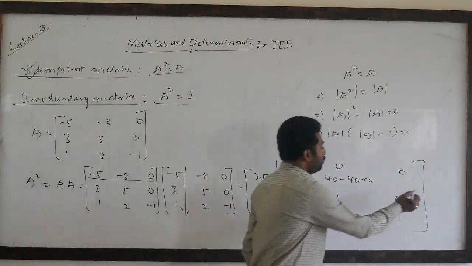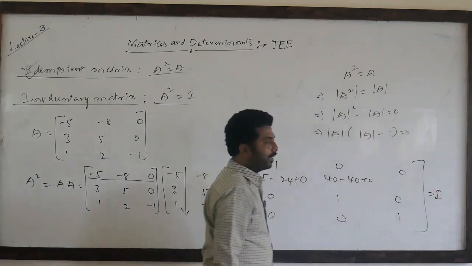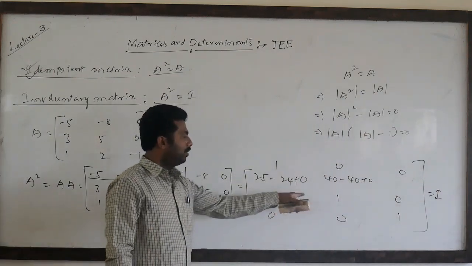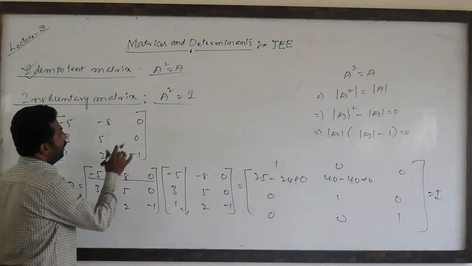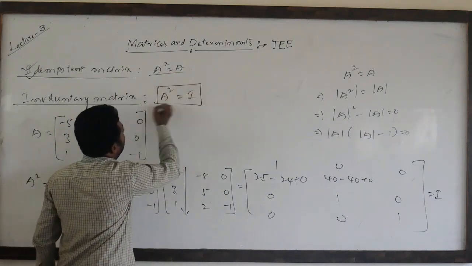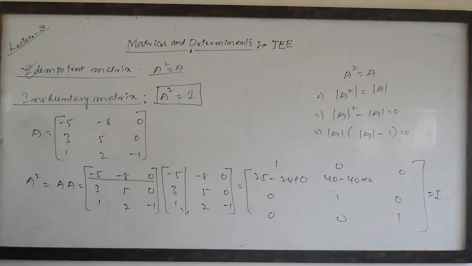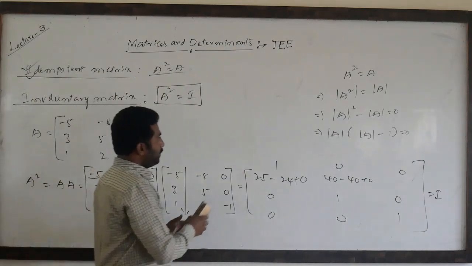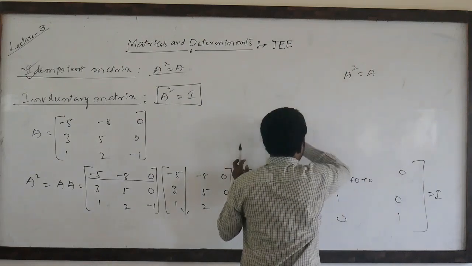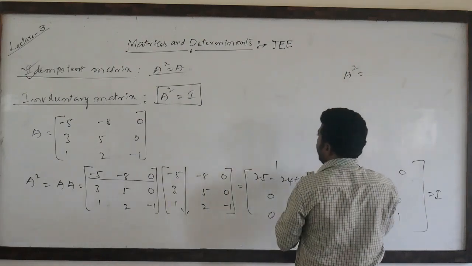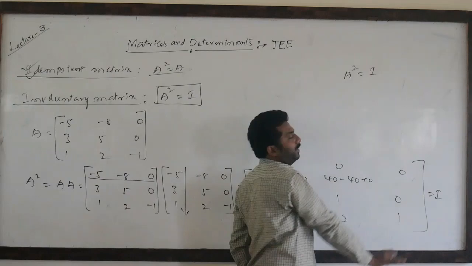So clearly how much we got here? Identity matrix, 1 0 0 0 1 0 0 0 1. So A square equal to identity matrix means this is an involutory matrix. So if A is an involutory matrix, how to identify? Conditions you observe. What is involutory? A square equal to identity.